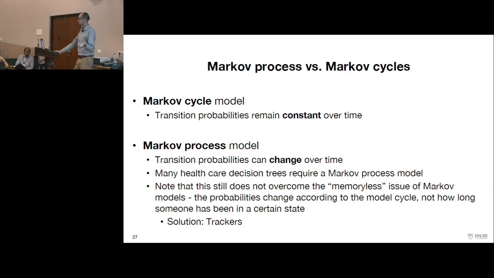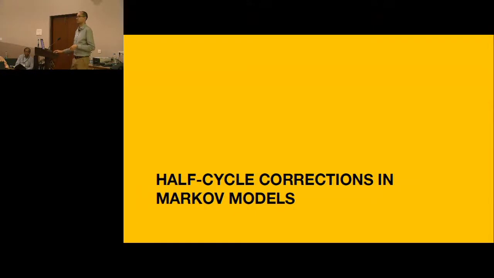But again, there is a solution. It's called trackers. Each individual has at least one tracker, but you can have many trackers that track the experience, that track the age of that person, and so on. So there are ways to make these models very precise, but also very complex to implement. So that was something I just wanted to mention, that it's an option, but I will not go into much detail. What I would like to talk about now are half-cycle corrections.